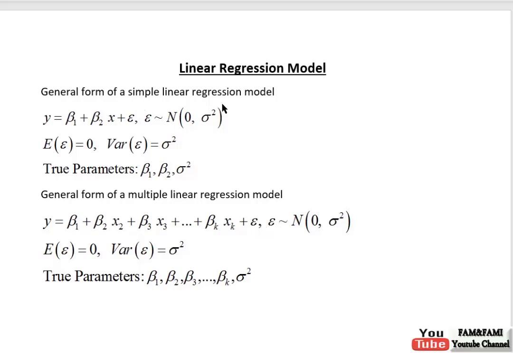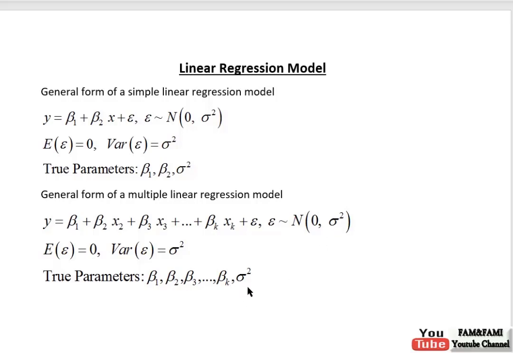In case of simple linear regression model, it is assumed to be normally distributed with mean 0 and variance sigma square. And again this is the notation that expected value of epsilon, which is the mean, is 0 and the variance is sigma square. And now in this case the true parameters for this multiple linear regression models are all the regression coefficients starting at beta 1 and going up to beta k, beta 1 to beta k, and then this last one is the variance of error term, which is sigma square.